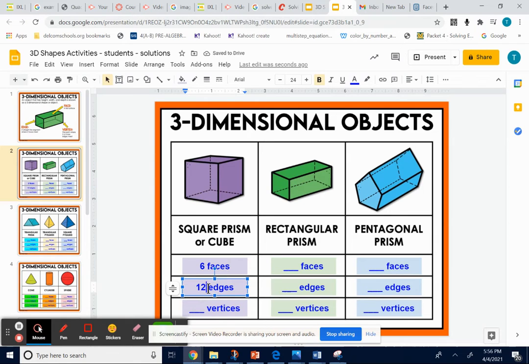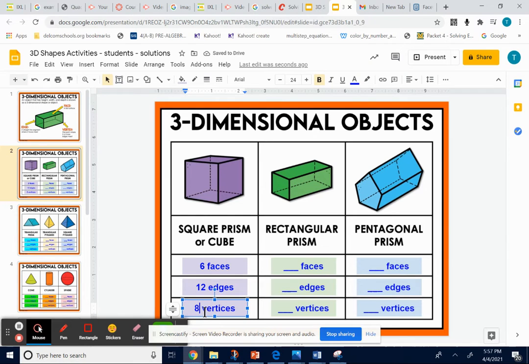Vertices. Those are points. Here's 1, 2, 3, 4, and then there's 4 more on the bottom, 5, 6, 7, 8. So 6, 12, and 8.